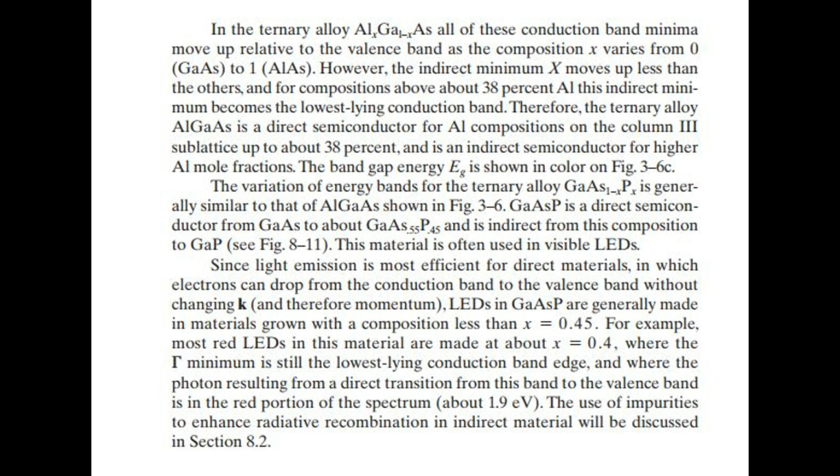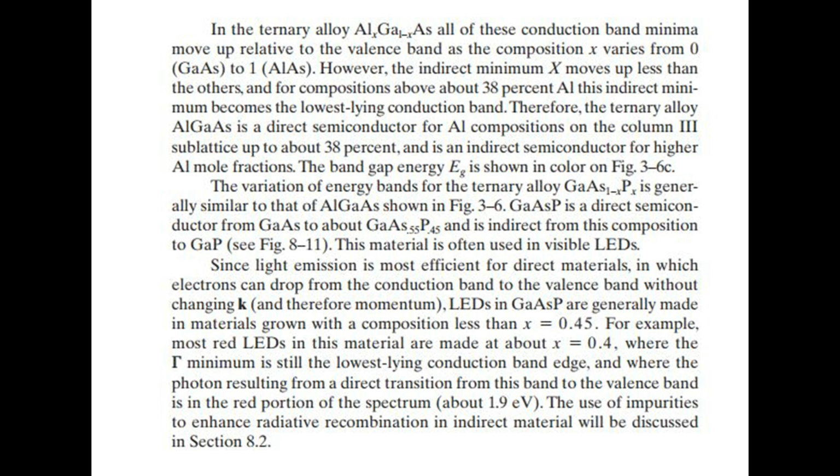The band gap energy, Eg, is shown in color on Fig 3.6c. The variation of energy bands for the ternary alloy gallium arsenide 1-x phosphide x is generally similar to that of aluminum gallium arsenide shown in Fig 3.6.